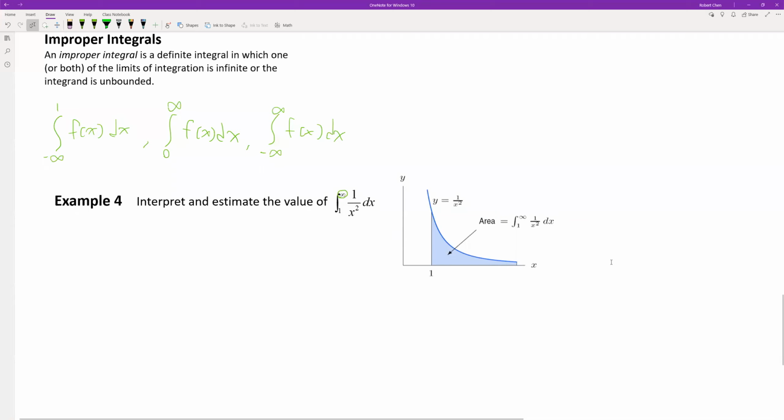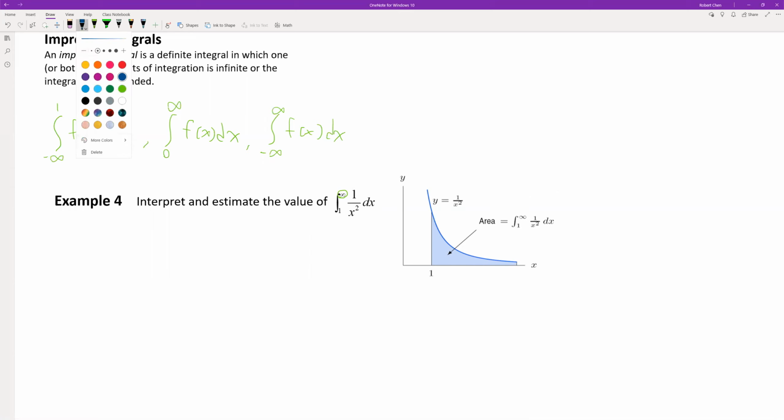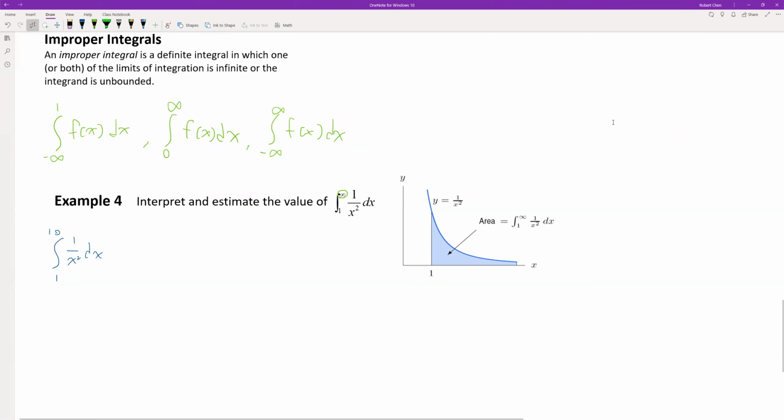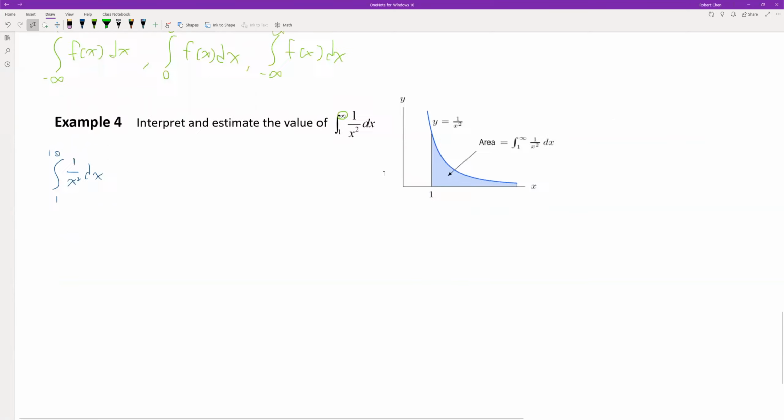So after a certain point, it's not going to matter what function value we're looking at, or the area under the curve. But it's going to be a little technical if we go too deep into how to evaluate an improper integral. So here we are going to do a few estimations. Let's say I'm just going to take the integral from 1 to 10 of 1 over x squared dx, and let's try to evaluate this integral by hand.